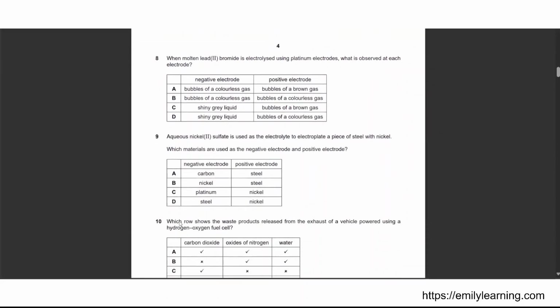Moving on to question 8, when lead(II) bromide is electrolyzed using platinum electrodes, it is molten. So therefore, the ions present are just lead(II) ions and bromide ions. So the negative electrode will attract the positive ions, so you get lead being formed at the negative electrode, and the positive electrode will attract the negative ions, which is bromide, and then bromide will form bromine at the positive electrode.